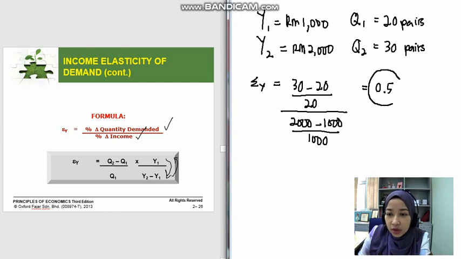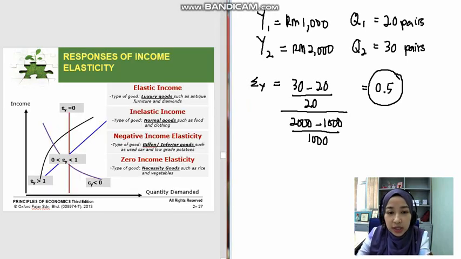So in this case, how do you determine whether 0.5 here indicates elasticity or inelasticity? Now we are going to look at the next slide, which is on the different types of elasticity. So you have elastic income. This is in the case of luxury goods. For elastic income, it means that when you calculate, your answer will be more than 1. Meaning we are looking at the elasticity in terms of buying luxury goods.